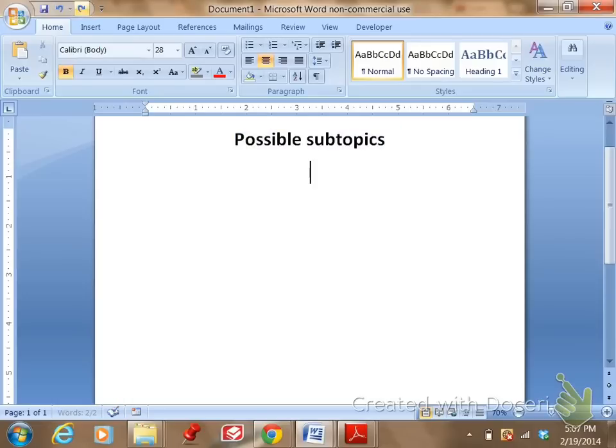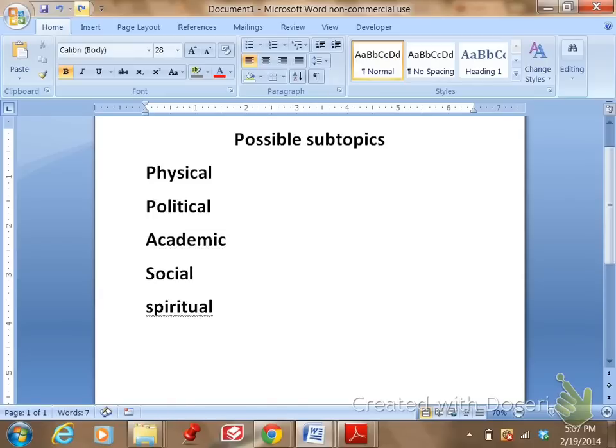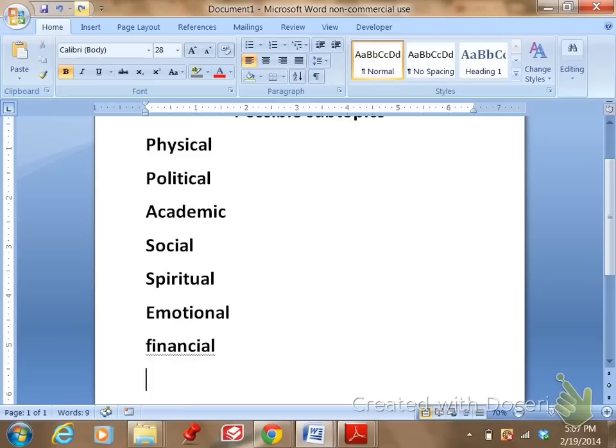For P, we had physical and political. For A, we had academic. For S, you had two letters, social and spiritual. And then for E, emotional. And finally, F is for financial. So these are all very good starting points for subtopics.